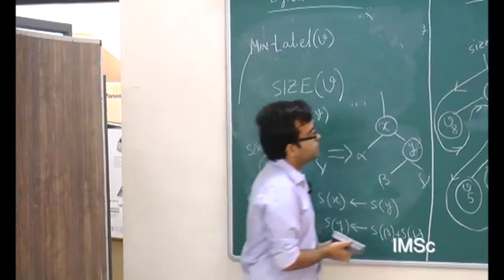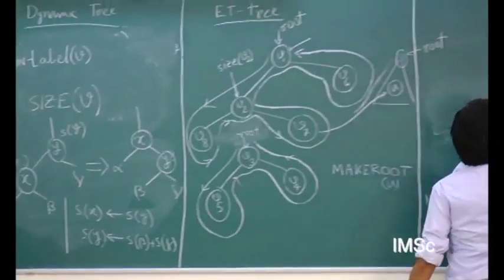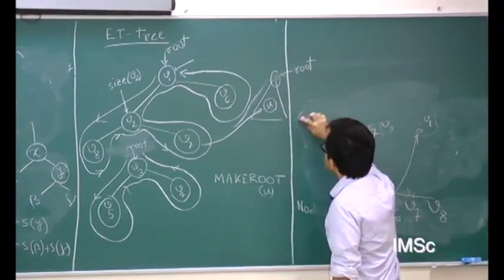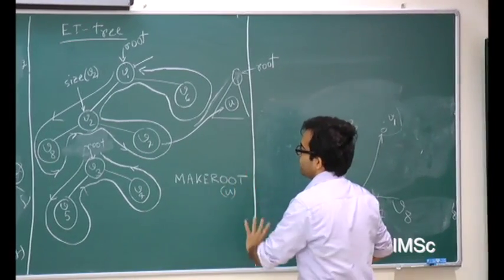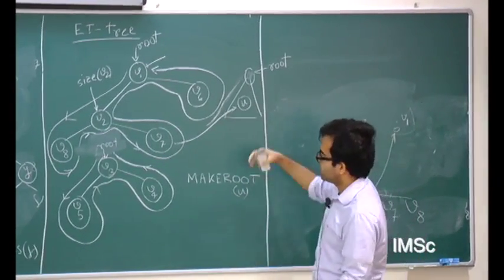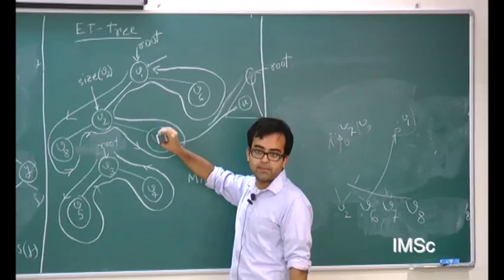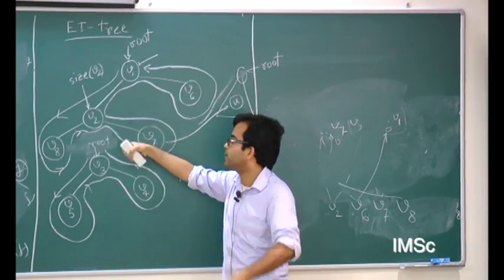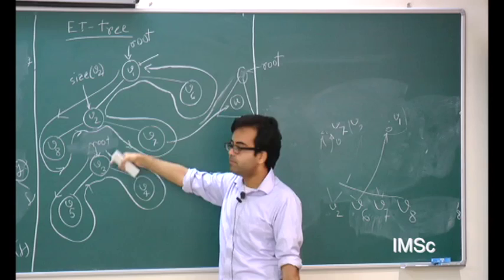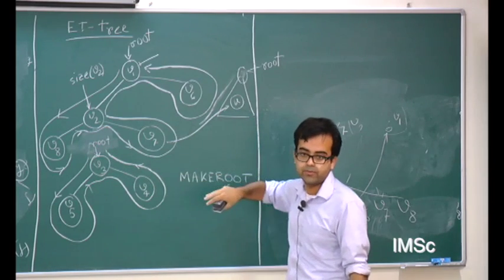Then let me delete this. So the ET tree is the simplest kind of data structure that is easy to present and visualize, and it supports operations on the subtrees. If you are given any subtree, tell me information about that subtree, it can do this very efficiently because of this property of the Euler tour.